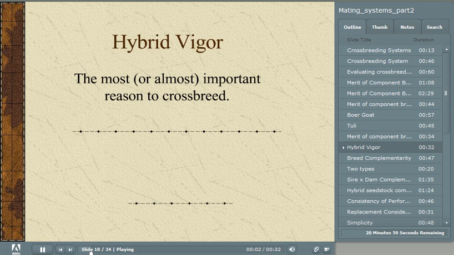So starting with a criterion, the first is hybrid vigor, and that is the most, or I would say almost the most important reason to crossbreed. And we talked about that in the previous lecture, how we determine the percentage of hybrid vigor we expect in a cross, and have discussed that extensively. So again, that's probably the most important reason we crossbreed, and so maximizing hybrid vigor is one of our priorities.